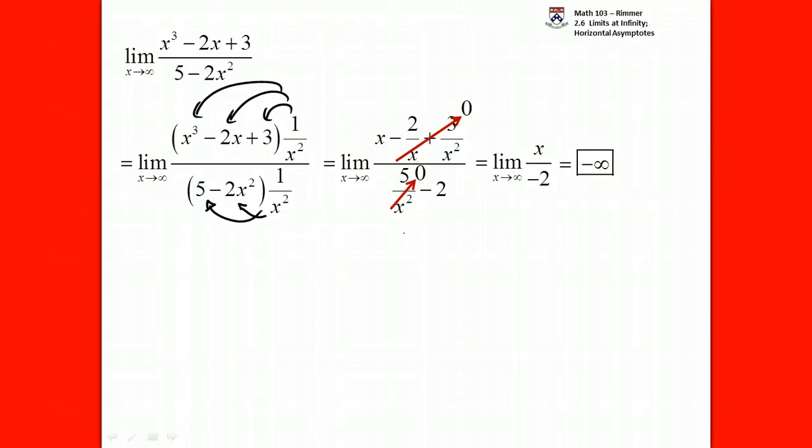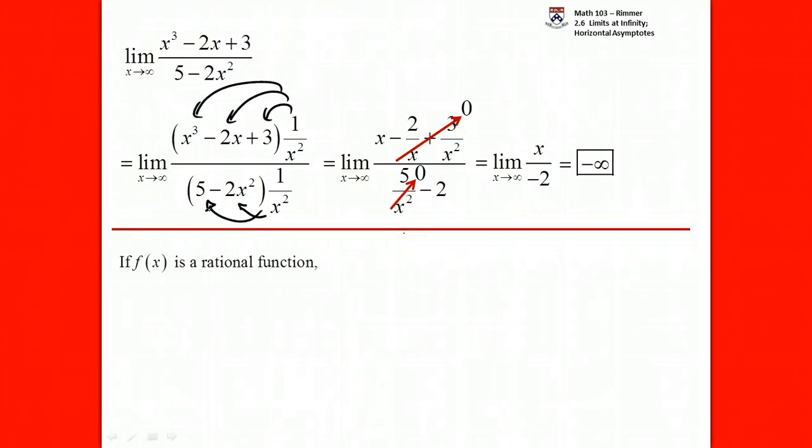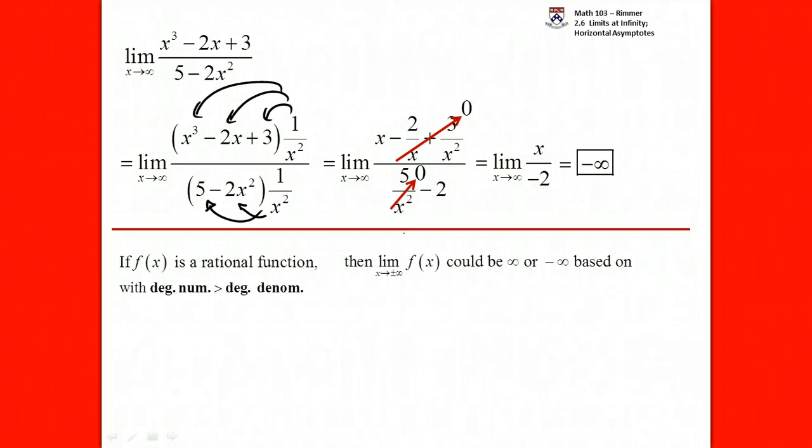So the answer is either positive infinity or negative infinity. If you want, you can flip a coin. You won't get credit for flipping the coin, but you have a 50-50 chance of getting the answer right in this situation. So how do you know what it is? You have to weigh those 3 factors. So your degree of your numerator is more than the degree of your denominator. Okay, it could be plus or minus infinity. Here are the 3 factors.